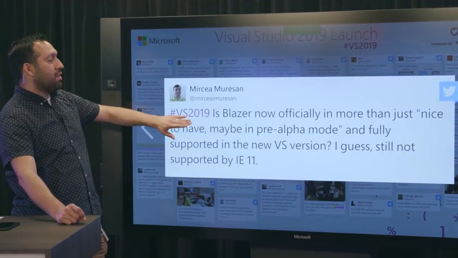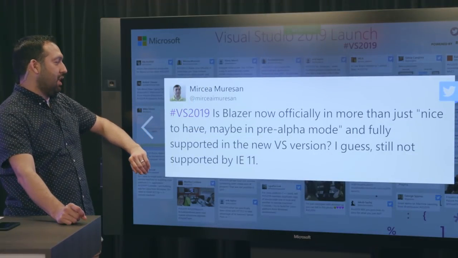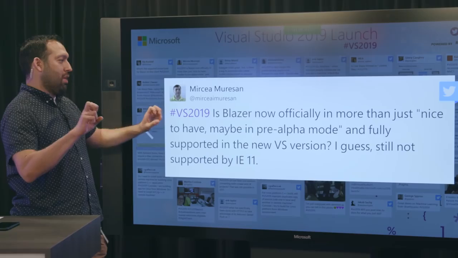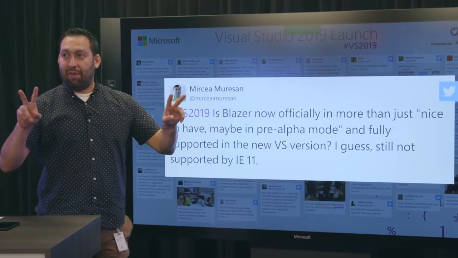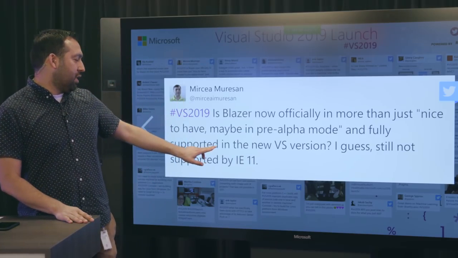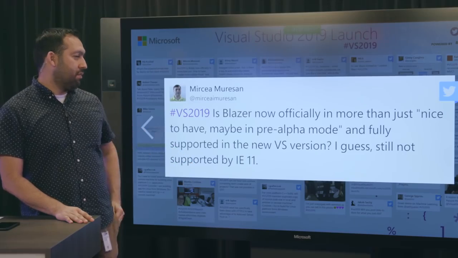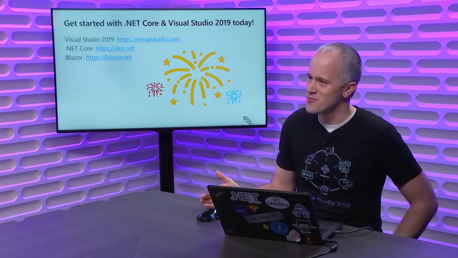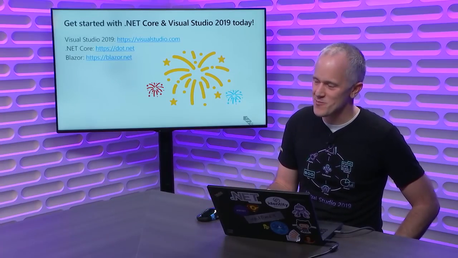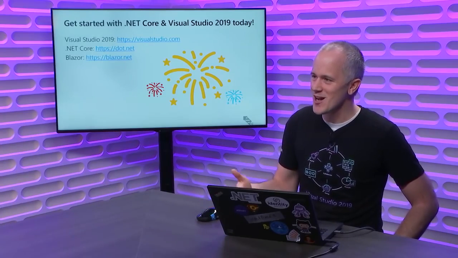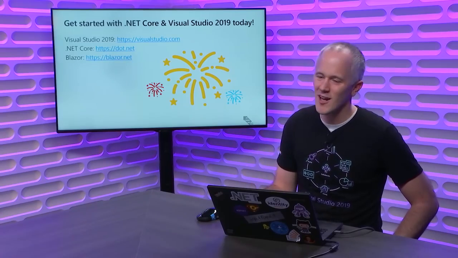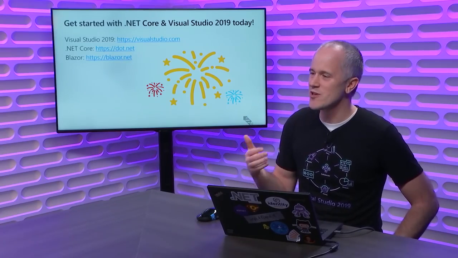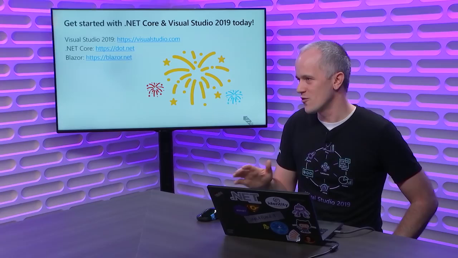Awesome. Next question. Is Blazor now officially in more than just the nice to have, maybe in a pre-alpha mode? I air quoted that for you as he was watching. And fully supported in the new VS version? So Blazor started out as an experimental project, right? We were playing around with WebAssembly. Could we get .NET to work on WebAssembly? Is that even possible? We weren't even sure if people wanted it. We've been doing that experiment now for a little over a year.